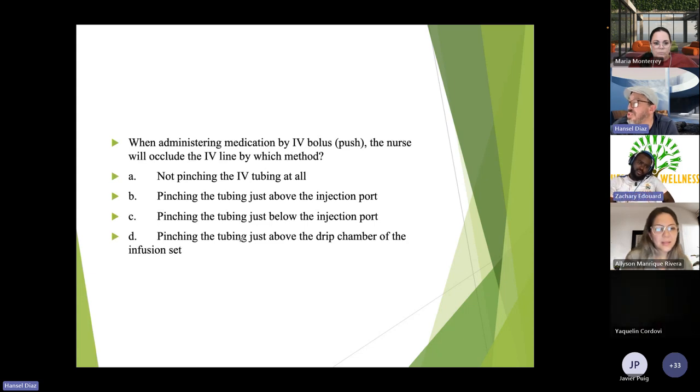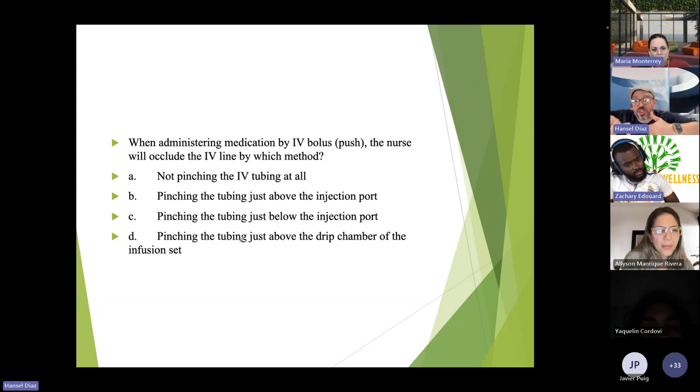When administering medication by IV bolus push, the nurse would occlude the IV line for which method? Remember what I told you. You pinch something so the medication doesn't go back up. Above the injection port. That is correct. Just above the injection port.